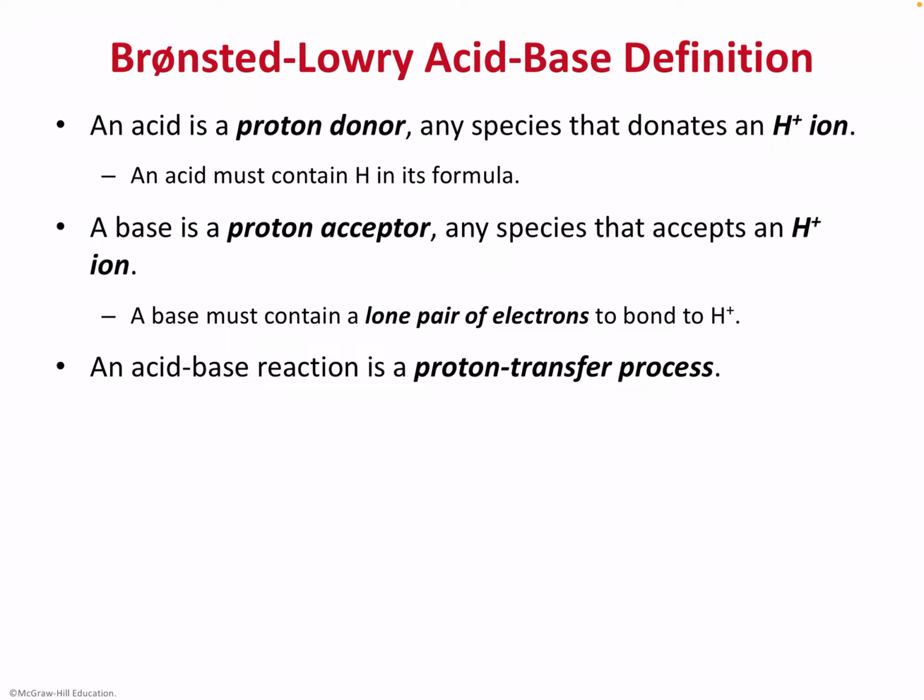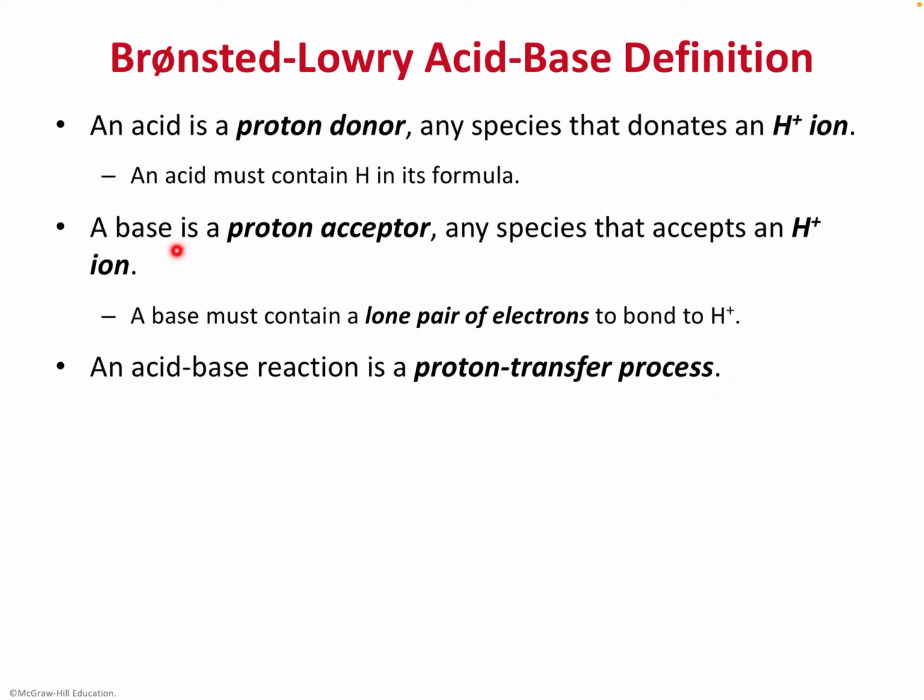It's the Bronsted-Lowry acid-base definition. Now in this one it says acid is a proton donor. Proton is hydrogen ion, H plus. Acid is a proton donor. Any species that donates a H plus proton ion is an acid. So in the Bronsted-Lowry acid-base definition, acid must contain hydrogen in its formula.